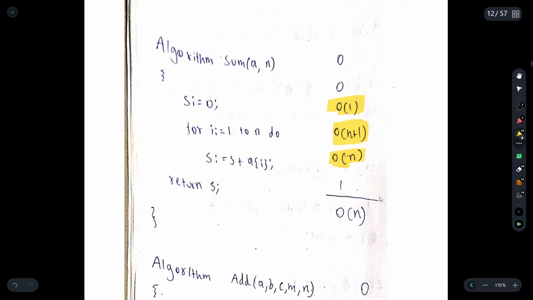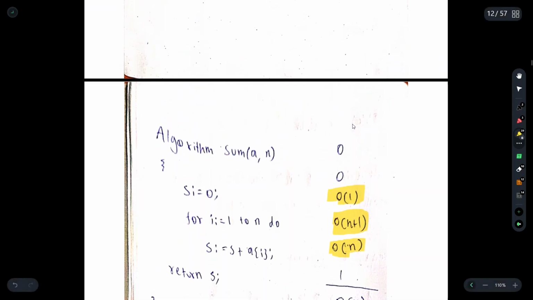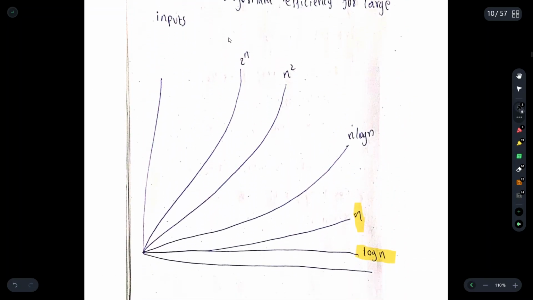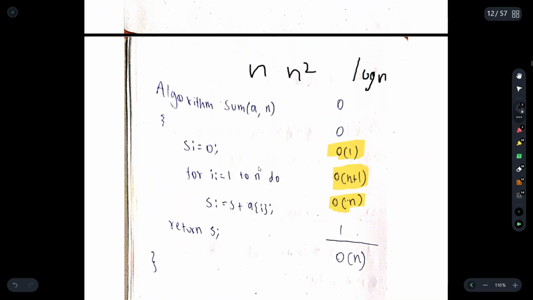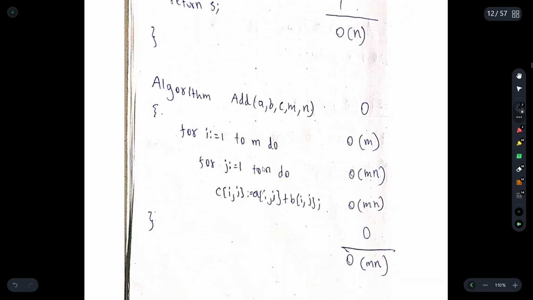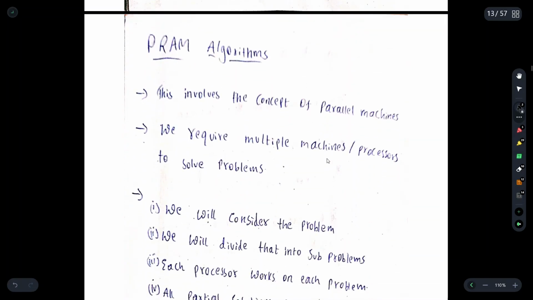Basically, the exponential term will be considered as the major one. If it is n square, then n square has more priority than n, whereas with log n, even if we get something like log n, log n will be prioritized. So 2 power n will be first, n square second, n log n third, and last will be log n. In this way the terms are considered for the time complexity calculation of an algorithm.